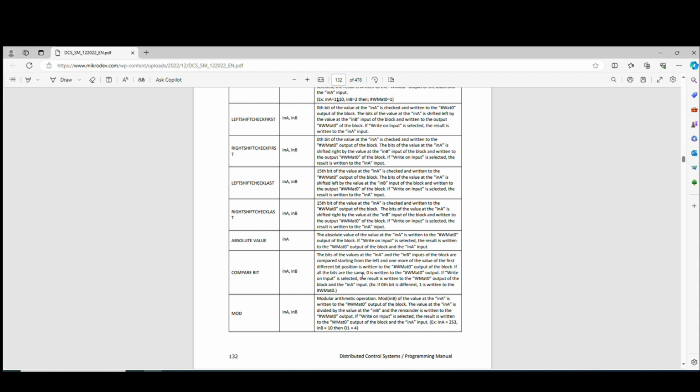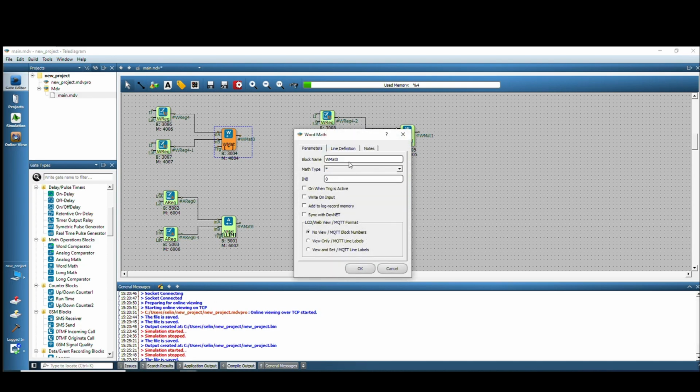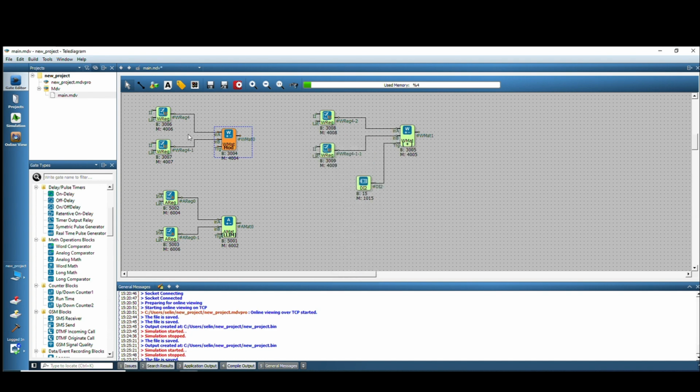Bit compare: you connect two values to INA and INB, and you can write the output value according to the bits they compare with each other. You can perform the modulus operation. For example, you entered a number like 254 and the INB value of 10. Let me show it from here. In the operation, you write the mode and make the INB value 10. Depending on the value entered here, it will reflect the output value by taking the modulus 10.